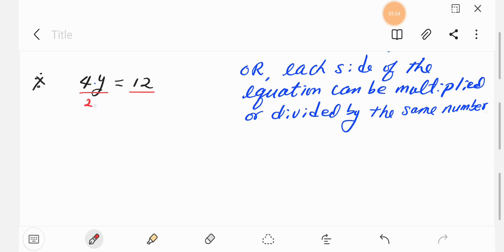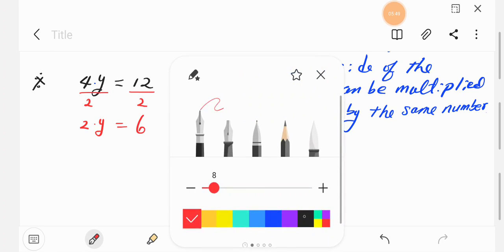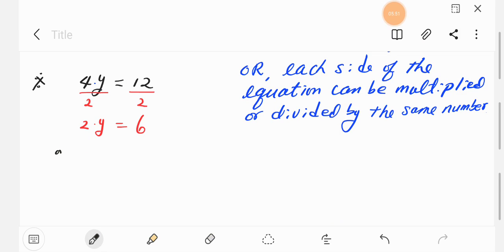So let's divide by 2. What happens? If you divide by 2, then 4 divided by 2 is 2, so 2y is equal to 6, right? So still the equation is true. How about, can we divide by 4? Yes, of course, you can divide by 4. So 4y is equal to 12.